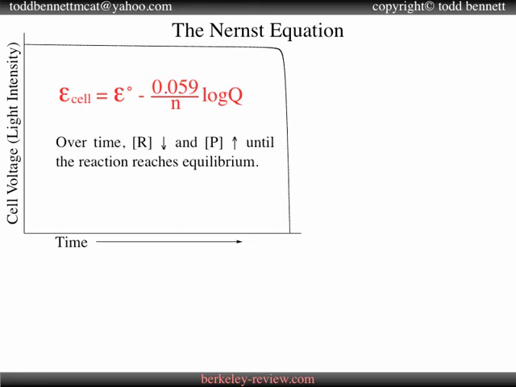So a few things you should note: over time, Q is going to change. As reactants go down and products go up, products over reactants becomes a bigger number. Log of Q, as Q gets larger, will get larger, but it isn't until Q gets extremely large that the value of log Q is going to be high enough to cancel out the E naught.